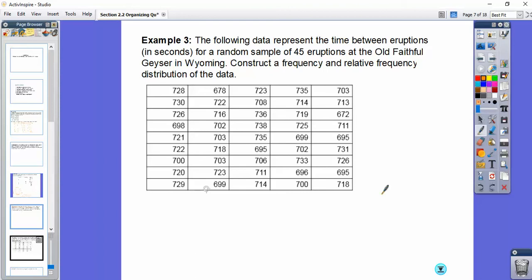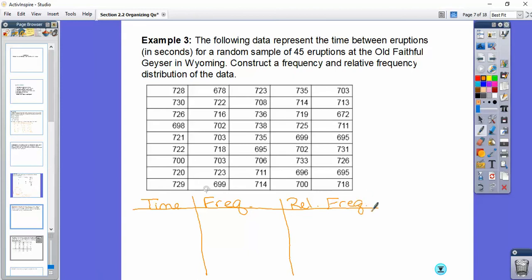We could list out every single possible value here. But this is an example where we might want to do classes. So time. Like I said, if you need to, you can include a column to make tally marks if that helps you count them, but you don't have to. Frequency, and relative frequency.